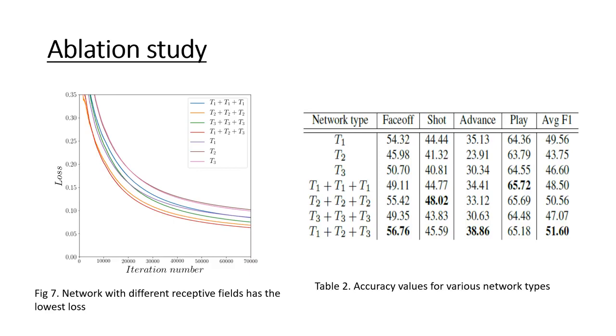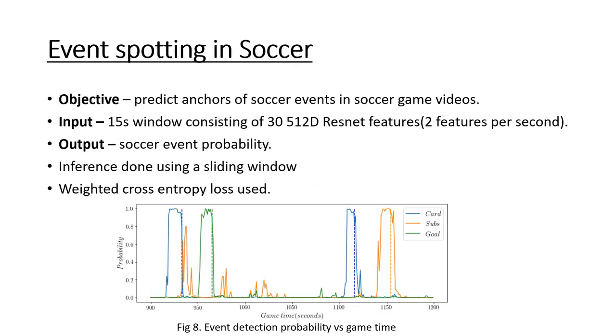For the task of event spotting in soccer, the objective is to predict anchors of soccer events in soccer game videos. The input which we give to the network are 15-second windows consisting of 30 512-dimensional ResNet features. The features are extracted at the rate of 2 features per second. The output is the soccer event probability. The inference is done using a sliding window and a weighted cross entropy loss is used.